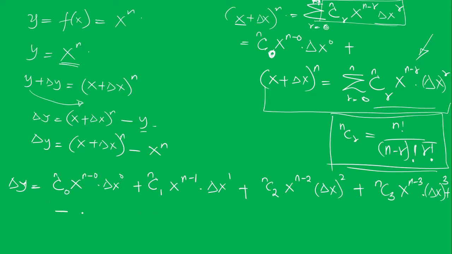Then we'll now add this minus x to the power n, which is this one. Now add this term here. Now we'll have delta y, which is equal to. Now let's work out this.